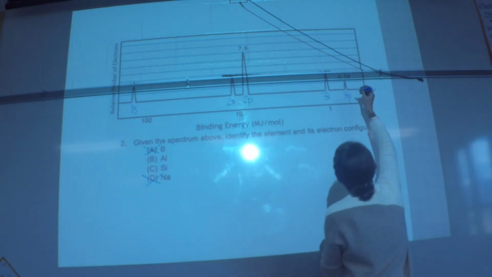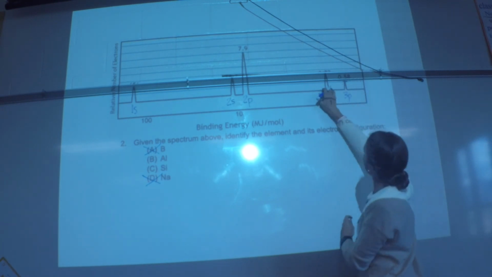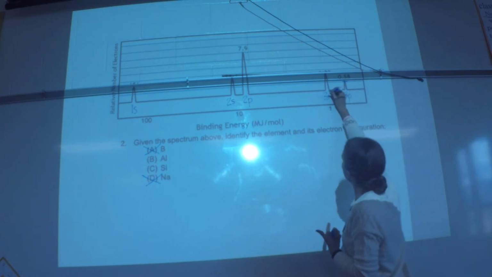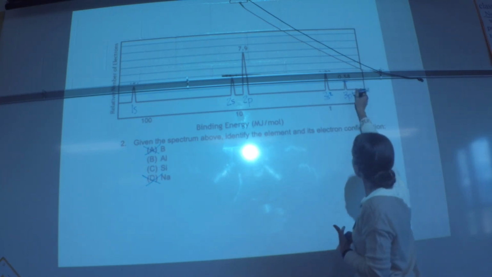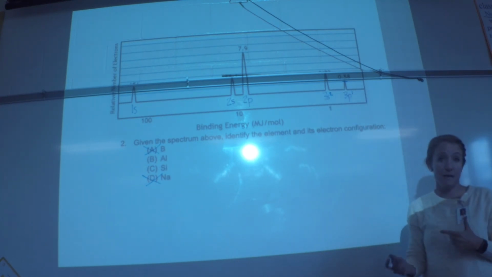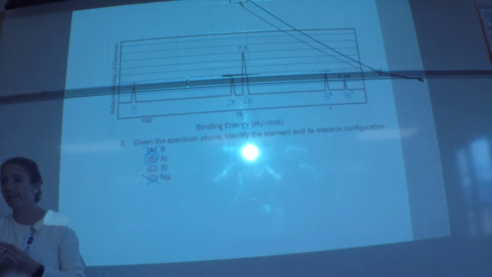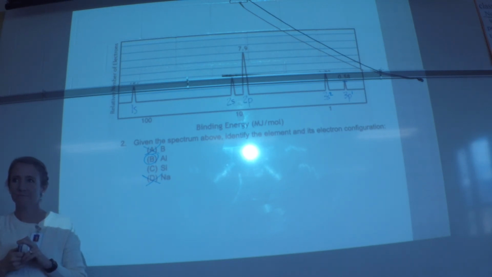Look at the size now. Notice that it's half the size of the S. So if there's 2 electrons in that, then that means there's only 1 electron in the P, which means it must be aluminum. Questions on PES diagrams?